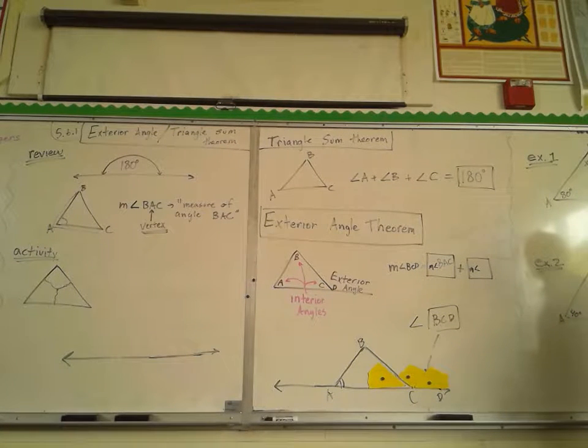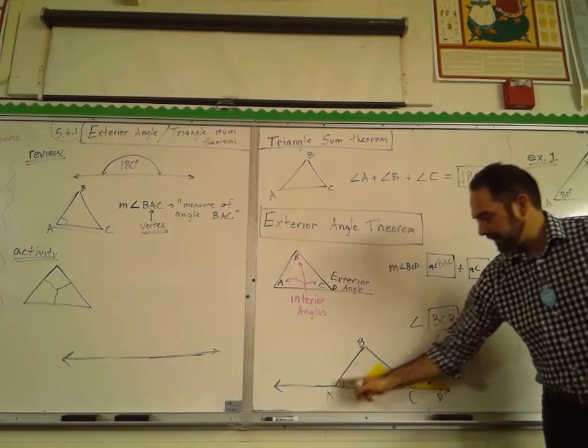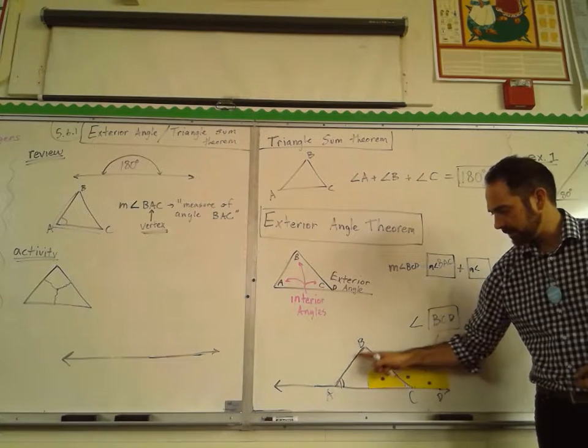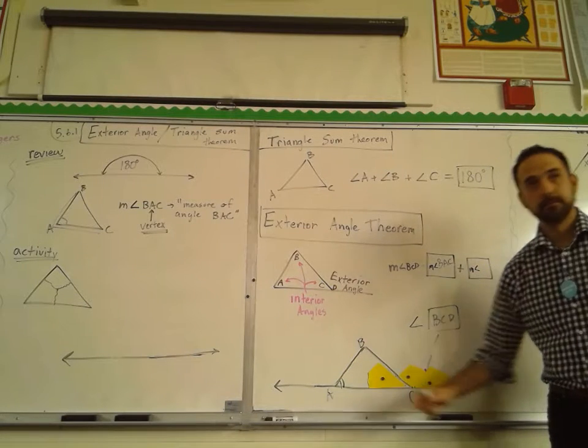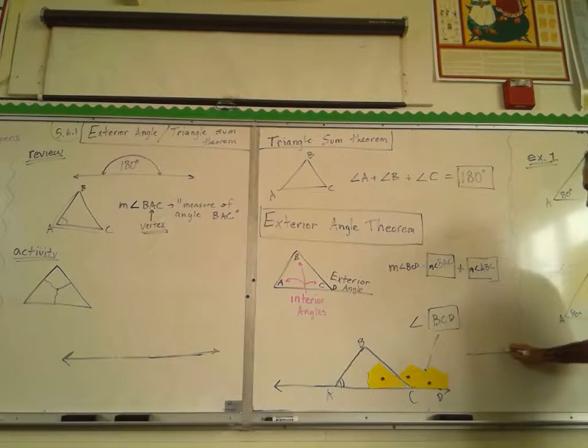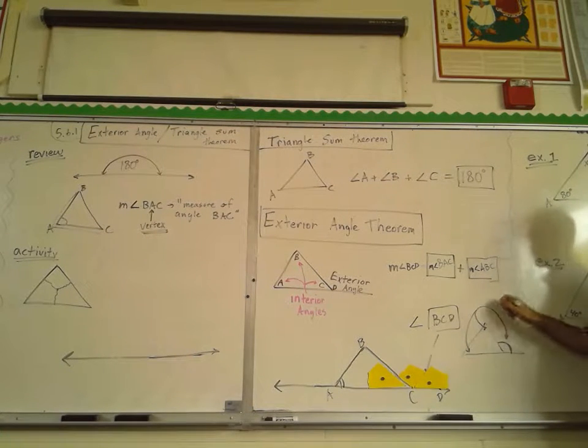Let's see. So we had BAC. What other angle did we move over here? What's this angle? A, B, C. All this is saying is when you have this problem right here, this angle right here is equal to these two angles added together. Equal to, congruent. Okay, that's all we're saying. And we figured that out by just moving them.